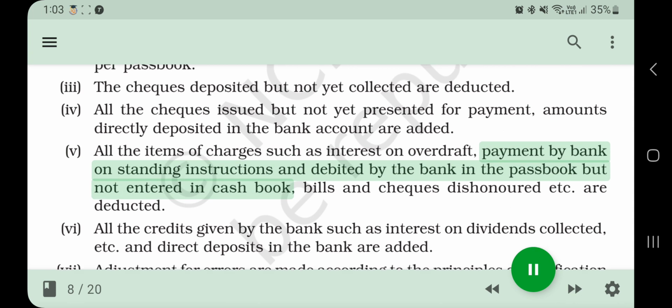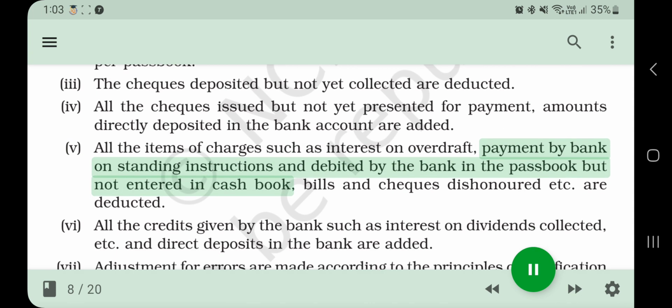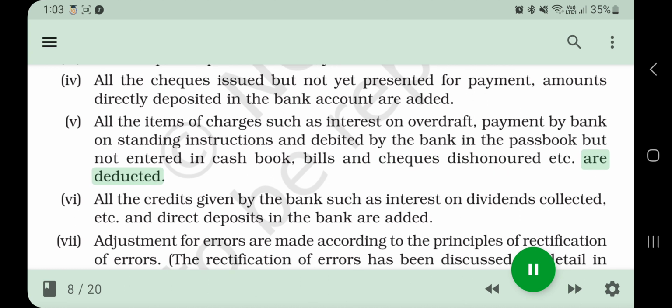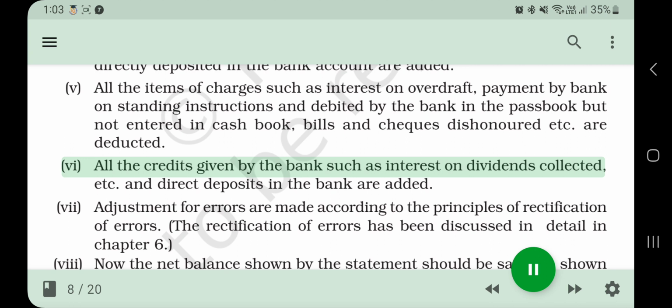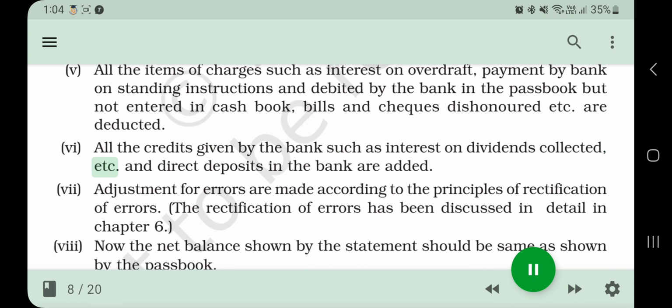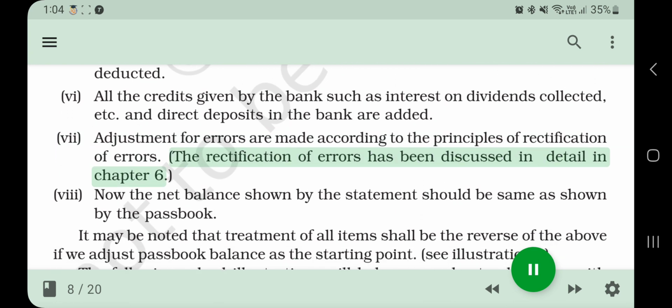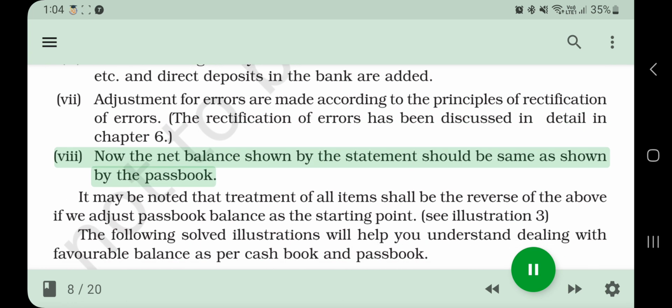V. All the items of charges such as interest on overdraft, payment by bank on standing instructions and debited by the bank in the passbook but not entered in the cash book, bills and checks dishonored etc. are deducted. VI. All the credits given by the bank such as interest on dividends collected, etc. and direct deposits in the bank are added. VII. Adjustment for errors are made according to the principles of rectification of errors. The rectification of errors has been discussed in detail in Chapter 6. VIII. Now the net balance shown by the statement should be same as shown by the passbook.